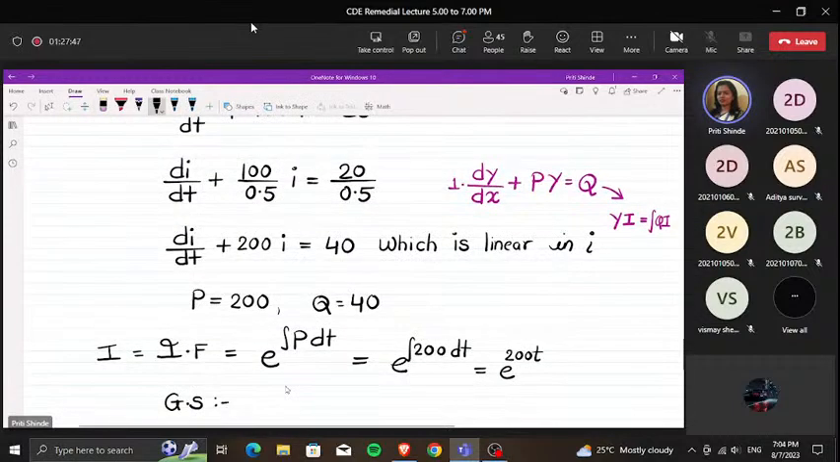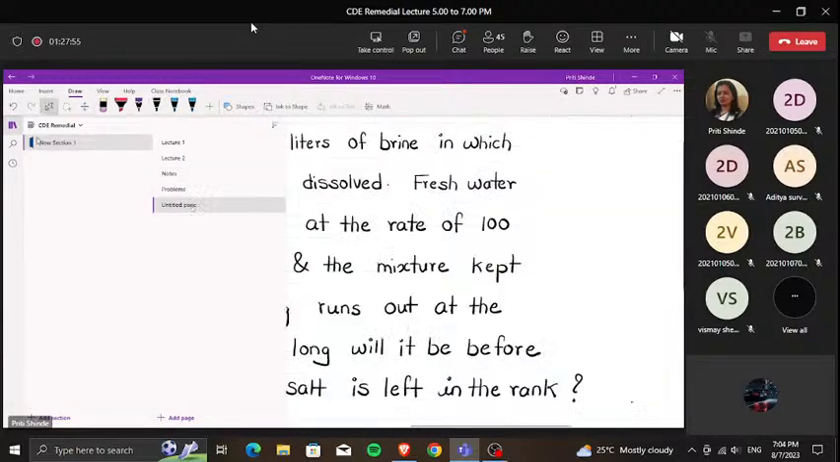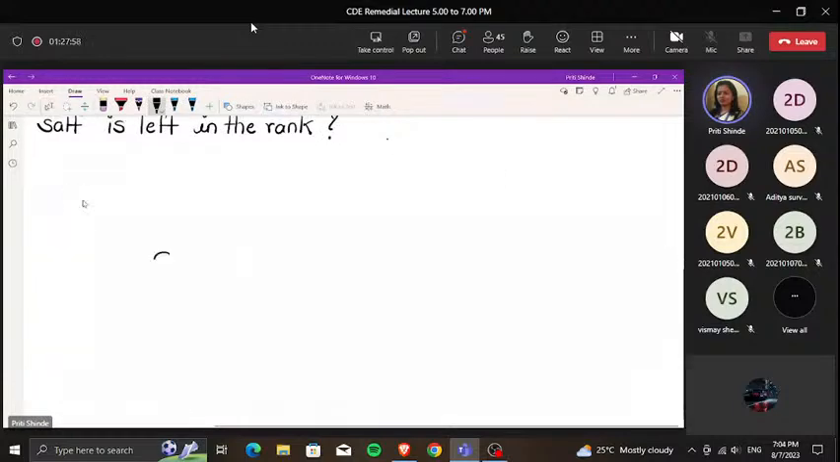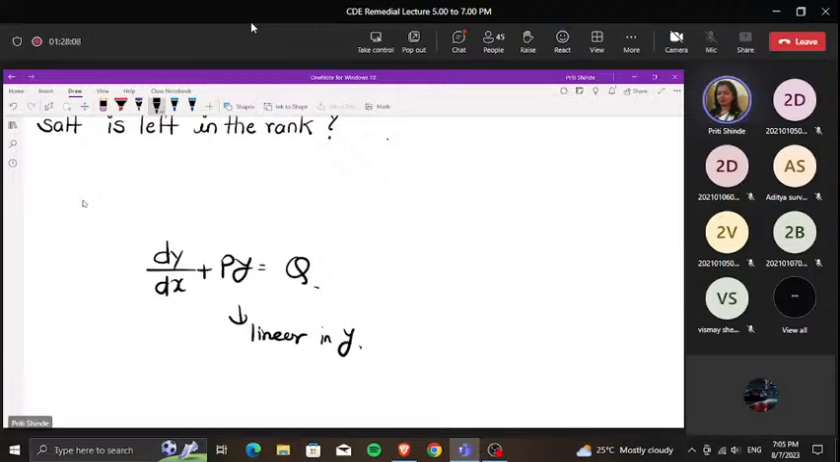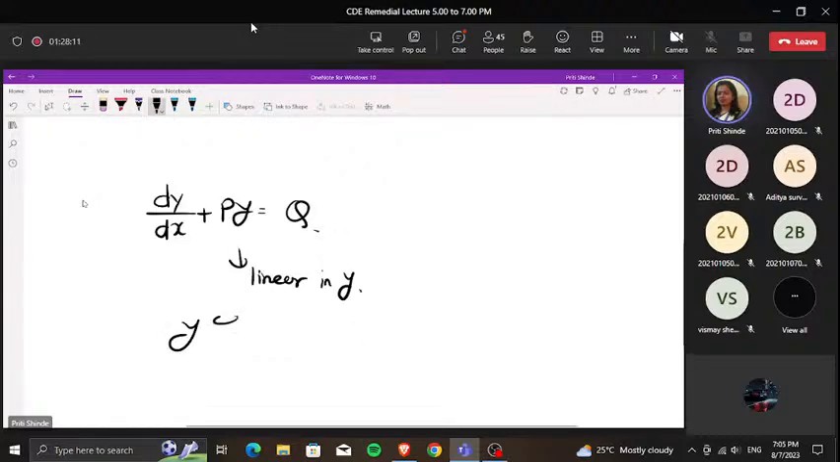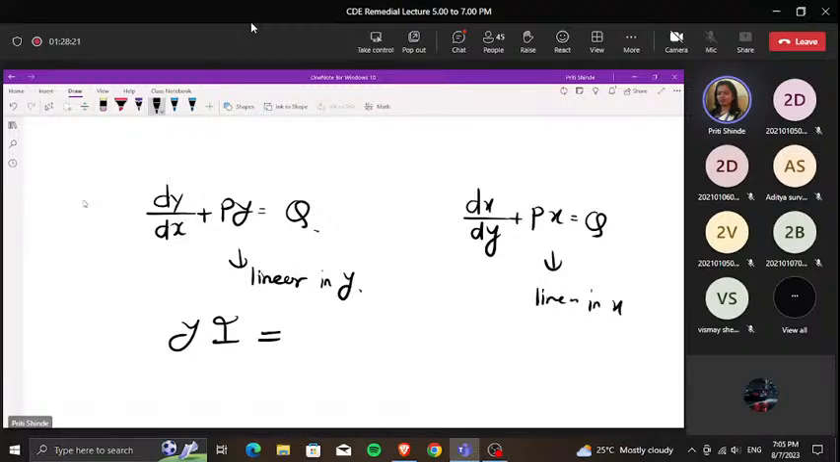General solution of this linear differential equation. Linear in y: dy/dx plus Py is equal to Q. This differential equation is linear in y, which means my general solution is given by y into integrating factor. Similarly, dx/dy plus Px is equal to Q is linear in x, so my general solution is x into integrating factor.